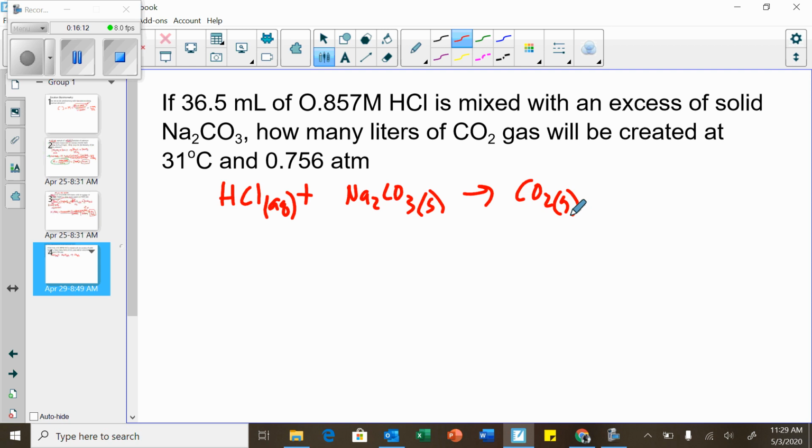And I told you guys that one of the things I ruled out as a function of the remote learning piece that we're doing here is having you guys learn and predict what products are going to be from the different reaction types. So I'm just going to tell you what the other products are here. So I'm also going to make water here, which is a liquid.